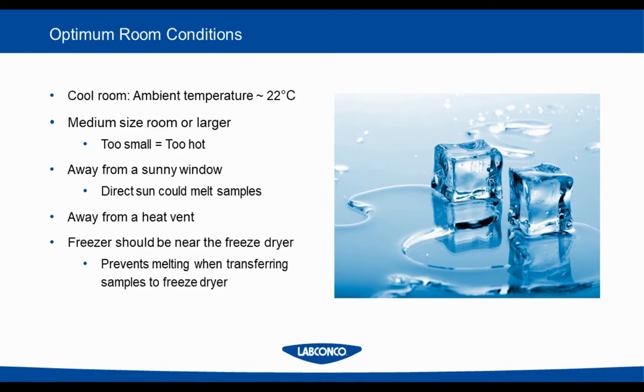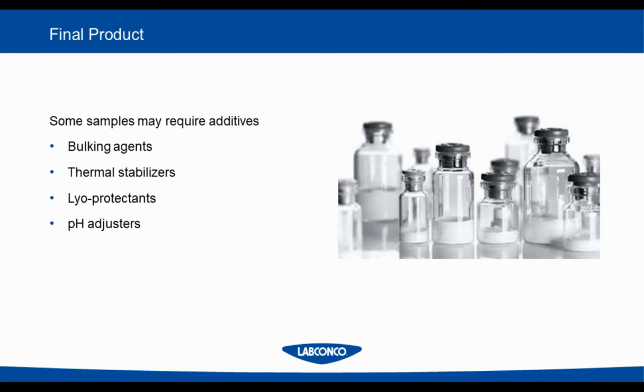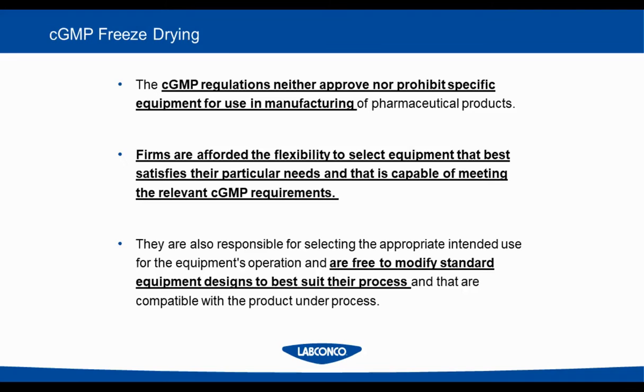If the freezer is located far away from the freeze dryer, make sure you insulate the samples during the walk or drive to the freeze dryer to prevent melting before the samples are placed on the freeze dryer. Look for liquid surrounding samples to determine if meltback occurred. Some samples may require additives if they are not freeze drying correctly or giving the outcome desired. These include bulking agents, thermal stabilizers, lyoprotectants, and pH adjusters.